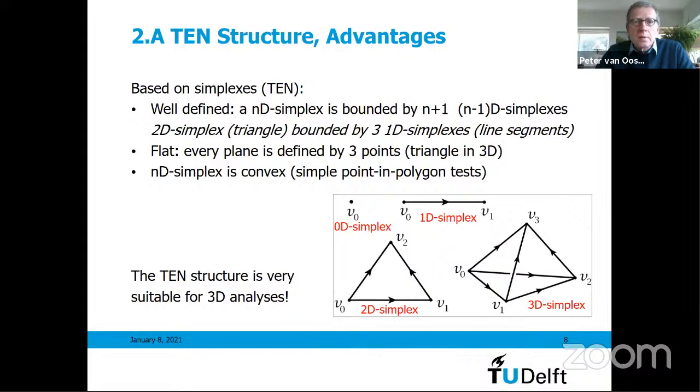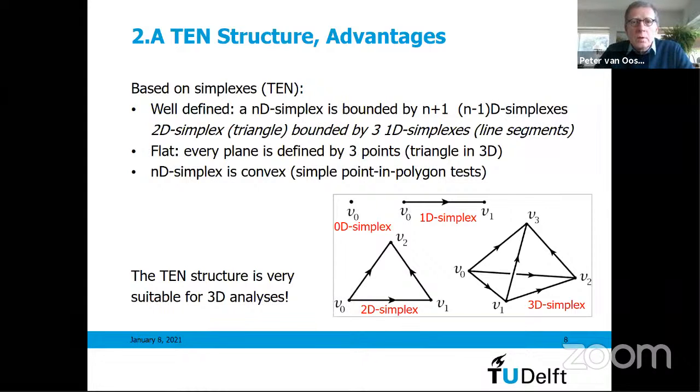The advantage is that it has a very solid mathematical foundation based on the most simple primitives you can have in any dimension. And that's called an N-simplex. And here are some examples. So the zero-dimensional simplex is a node, is a point. So the 1D simplex is a line segment, so a straight line with one beginning and one endpoint. The 2D simplex is a triangle, and the 3D simplex is a tetrahedron.